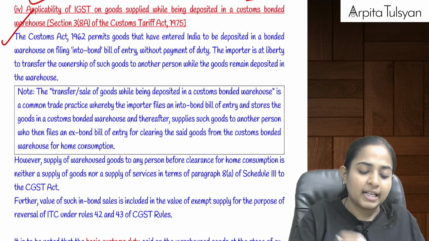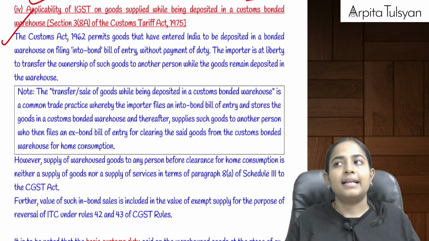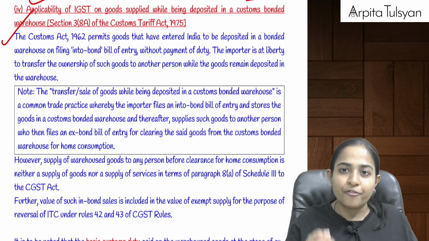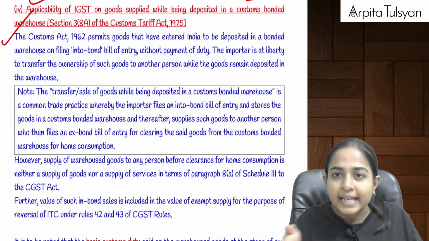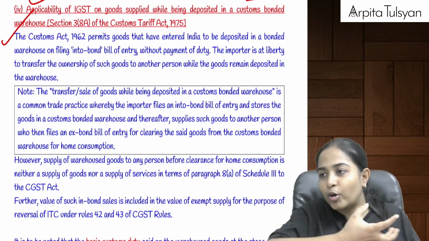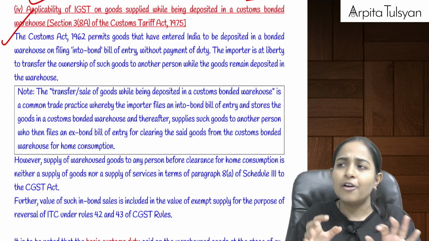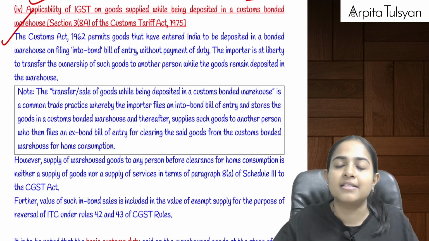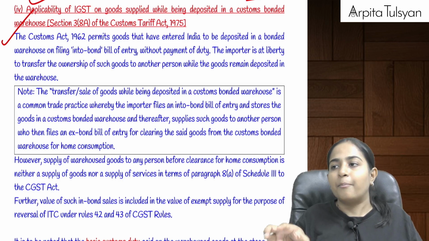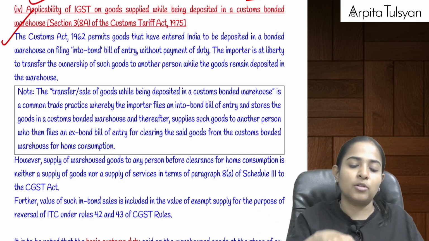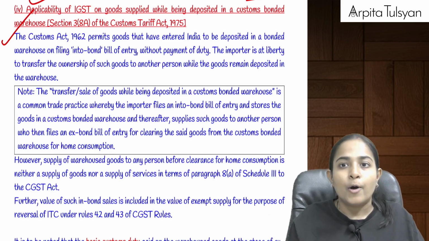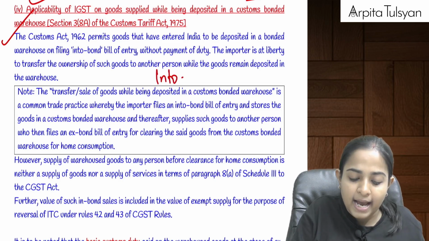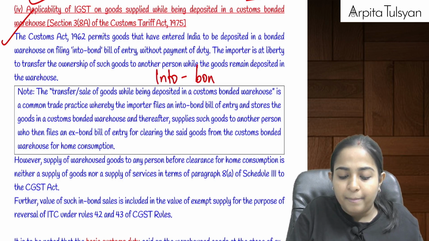Then another point is, sometimes it so happens that when I am importing the goods here in India, at the time of import I don't want to clear them immediately for home consumption. Means I don't want to take the goods out of customs for some time. So I have an option to keep the goods in a customs bonded warehouse, warehouses coming under the customs authority. When I am keeping the goods there, at that time I have to file a document called the into-bond bill of entry.